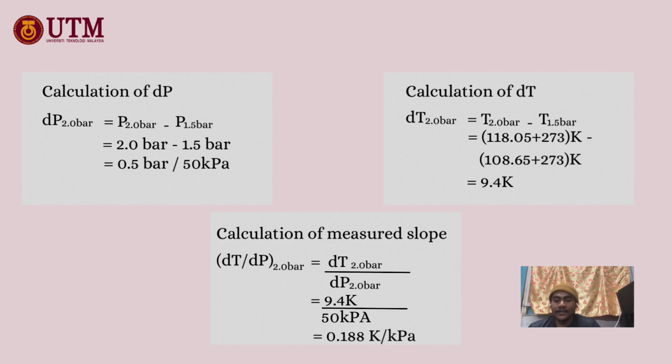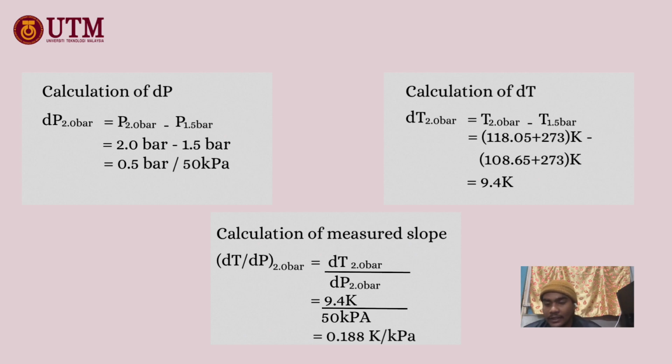The next calculation is the calculation of delta P. We can use the formula: delta P at 2.0 bar equals pressure at 2.0 bar minus pressure at 1.5 bar in absolute pressure. So in the example, we have 2.0 bar minus 1.5 bar equals 0.5 bar, or it is equivalent to 50 kilopascal.